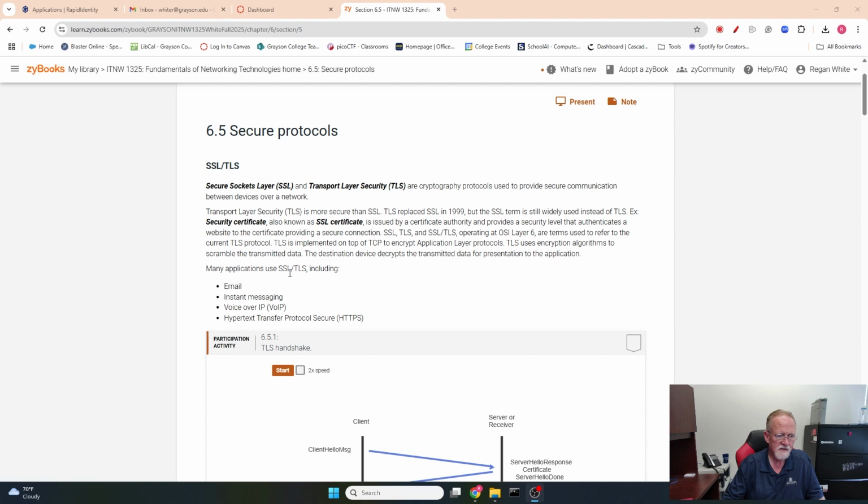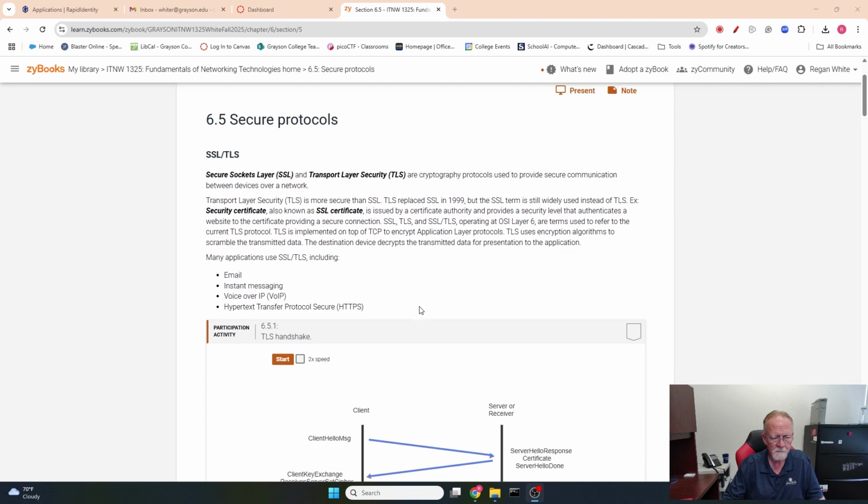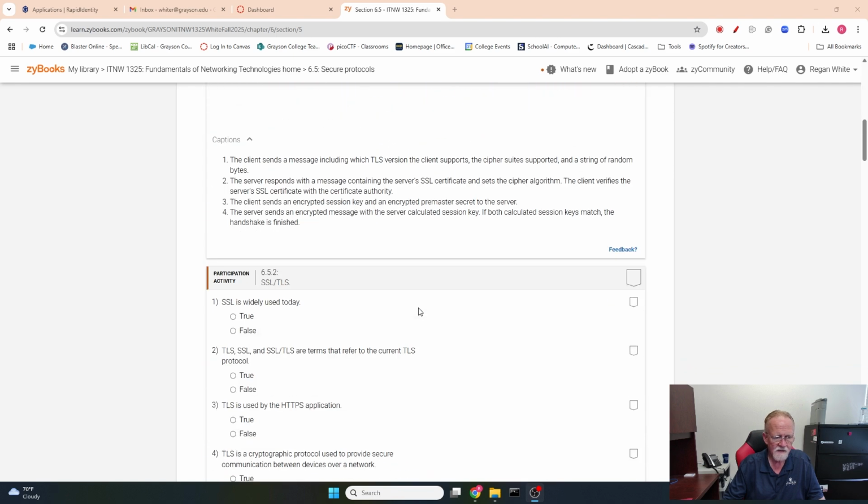Applications that use SSL TLS include email, instant messaging, voice over IP, or telephony over the internet, and hypertext transfer protocol secure, which is the most common HTTPS protocol nowadays. Very few people use the old HTTP protocol anymore because it's not secure. In fact, it's easily broken. It's completely plain text. So most people use HTTPS because it is encrypted. Okay, participation activities, you have a couple of those.